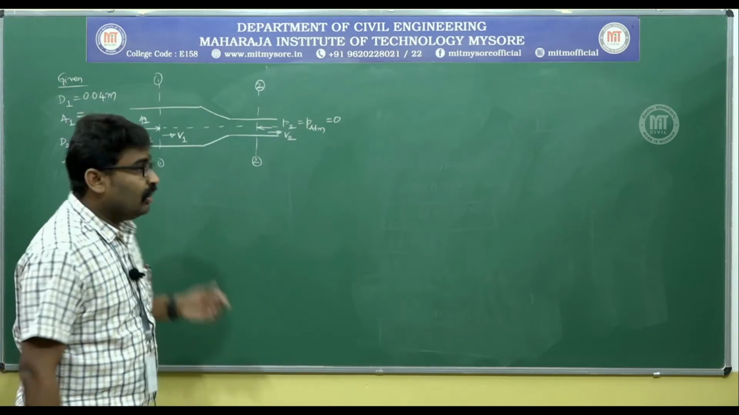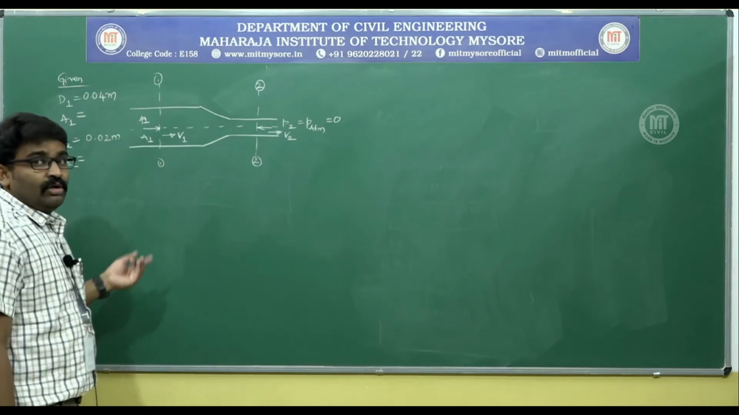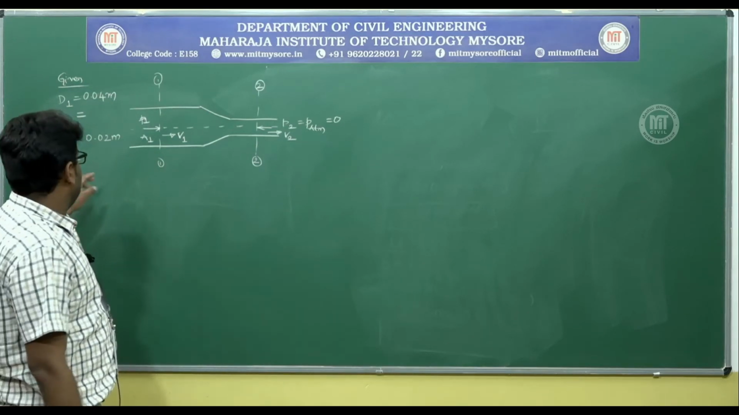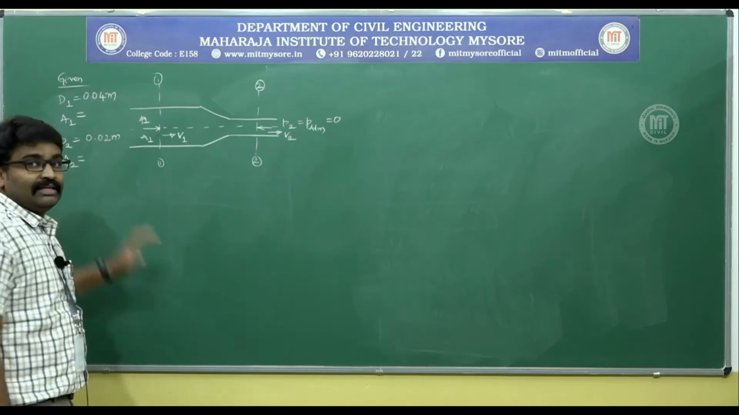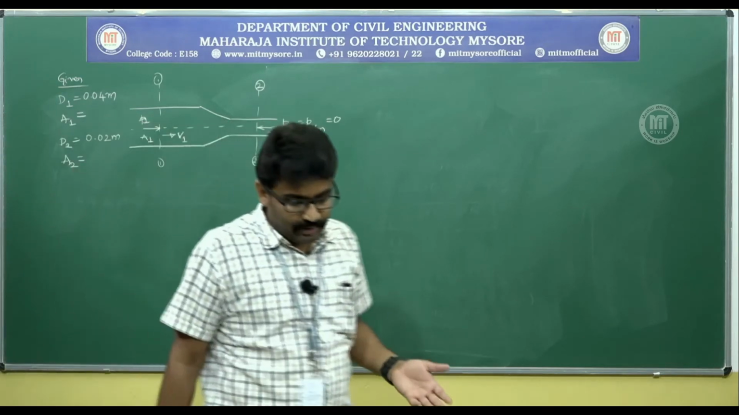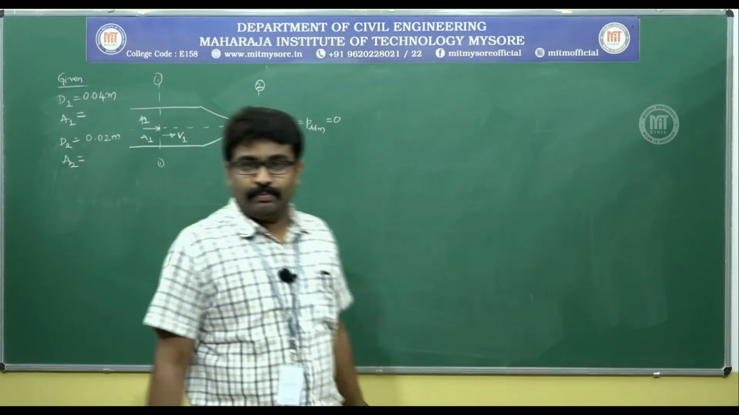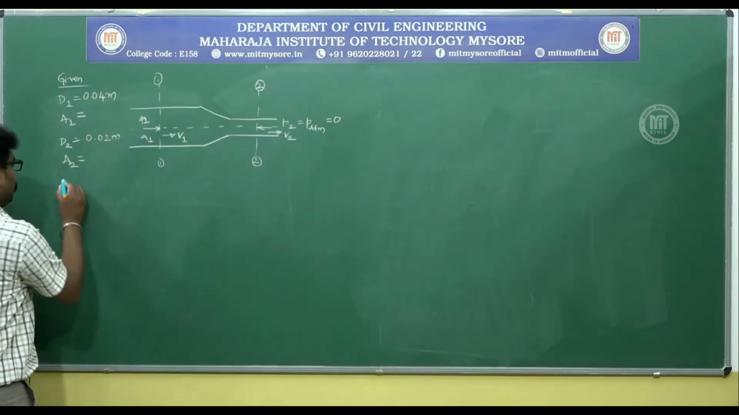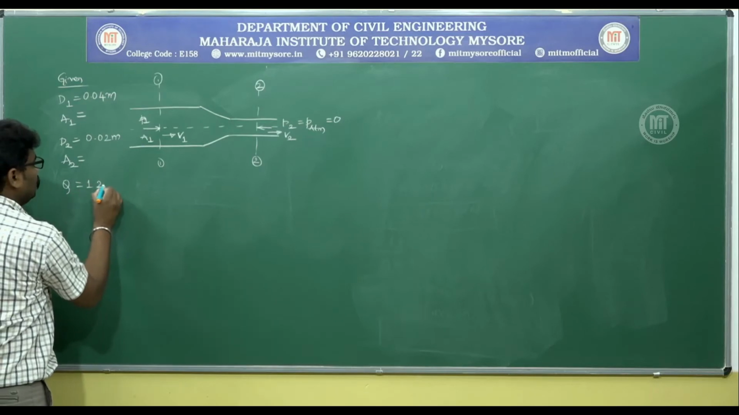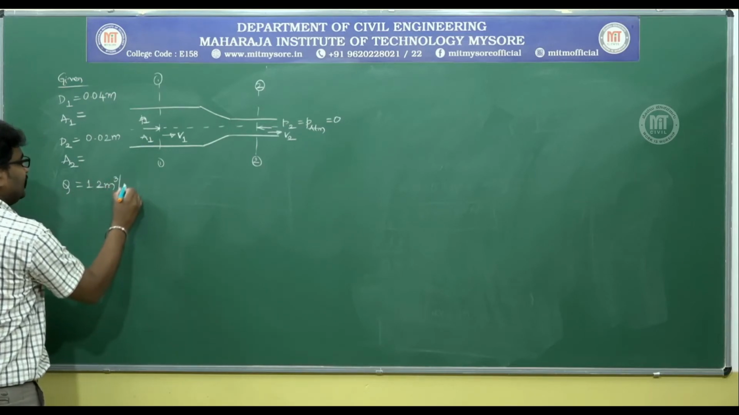Then what are the things that are to be known? V1 and V2. How do I calculate V1 and V2? I can calculate that only when I have area and discharge. Has the discharge been given in the problem? Let me check. Yes, it is given as 1.2 meter cube per minute. Q is equal to 1.2 meter cube per minute.